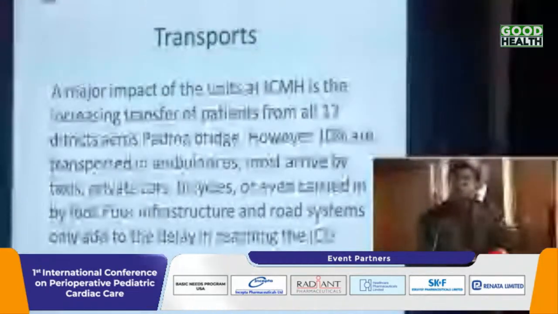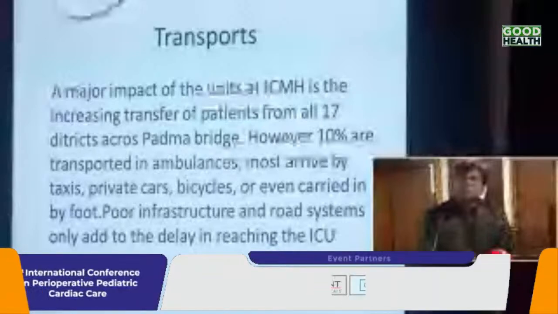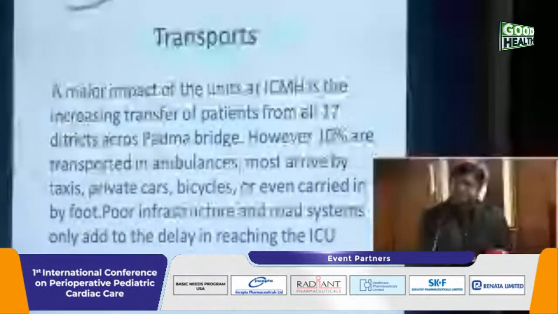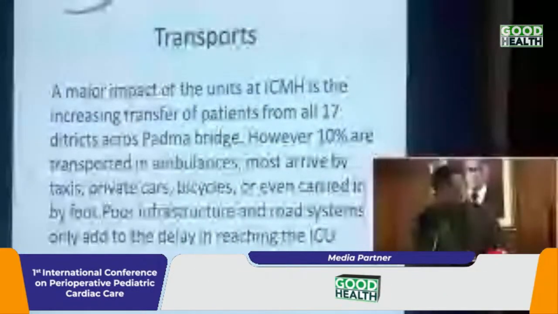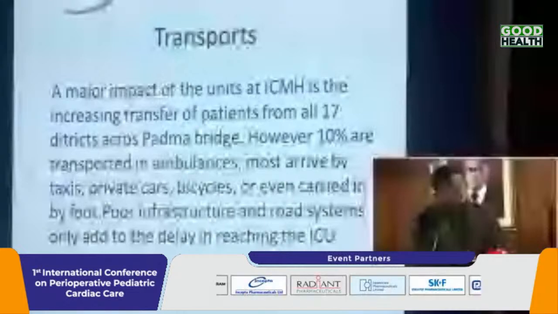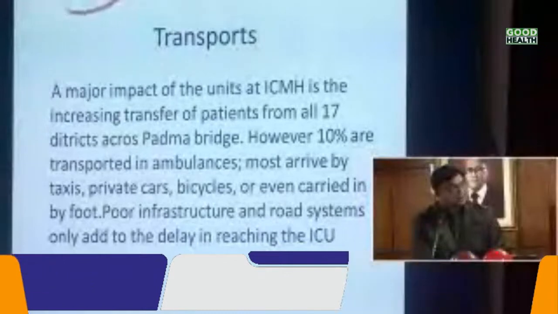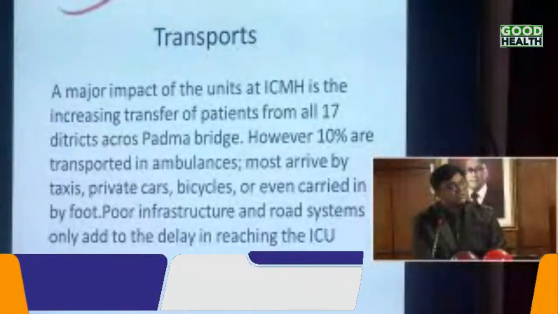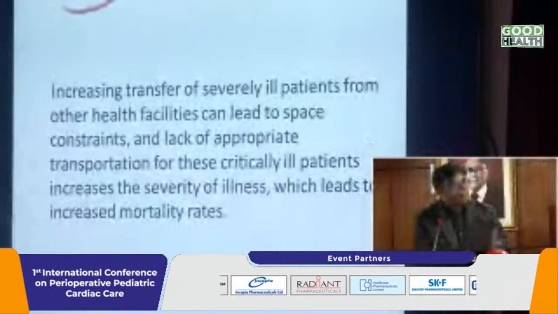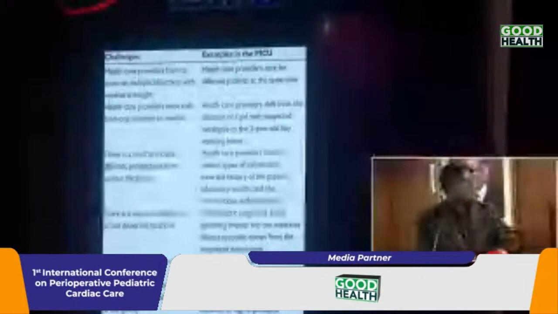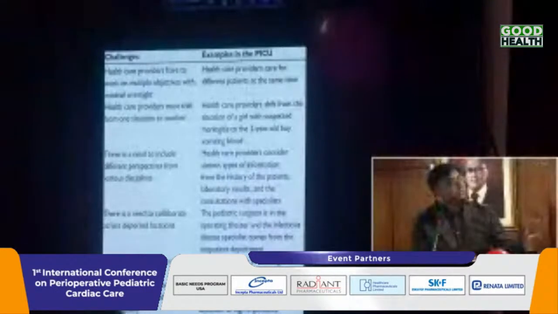So transport is also a problem. We know our institution is set up near Padma Bridge, which is a connection of about 17 districts towards Dhaka. A major impact on the units of ICMH is the increasing transfer of patients from all 17 districts across Padma Bridge. However, only 10% are transported in ambulances; most arrive by taxis and certain personal car vehicles. Poor infrastructure and road system only add to the delay in reaching the ICU. So we have mentioned already this thing.